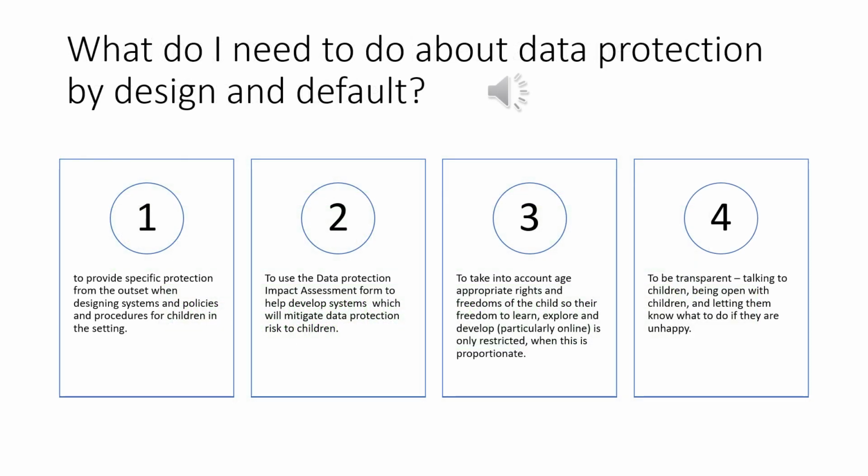What do I need to do about data protection by design and default? Firstly, to provide specific protection from the outset when designing systems and policies and procedures for children in our settings. To use the data protection impact assessment form to help develop systems which mitigate data protection risk to children. To take into account age-appropriate rights and freedoms of the child, so their freedom to learn, explore and develop, particularly online, is only restricted when this is proportionate. And lastly, to be transparent, talking to children, being open with children and letting them know what to do if they are unhappy.